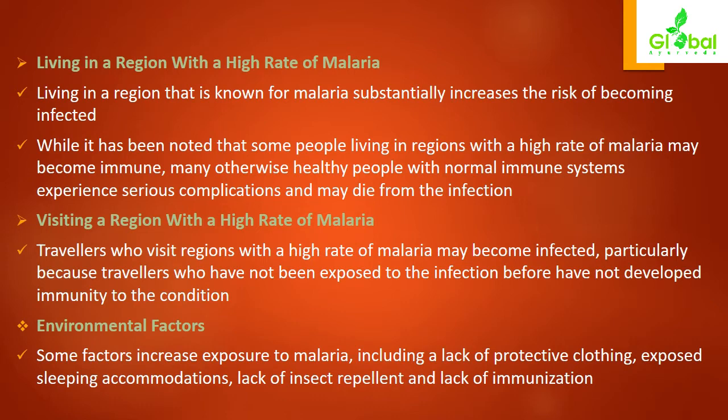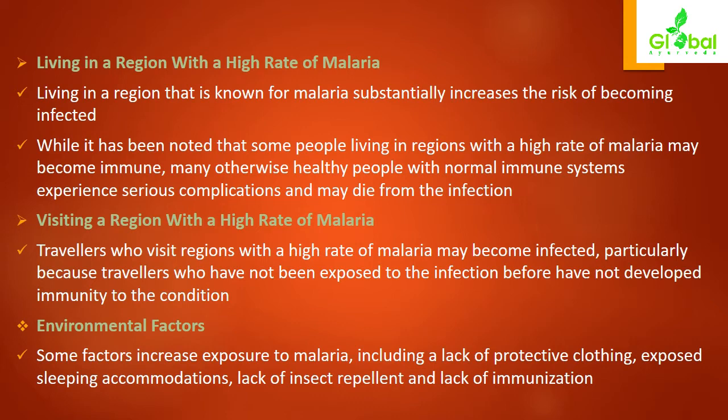So it can affect in two ways. People who are living in a region with a high rate of malaria are susceptible to that condition. Some of them acquire immunity throughout living in that region. And in some areas, what happens? People with normal immune systems in that category are affected with several kinds of malaria infections.